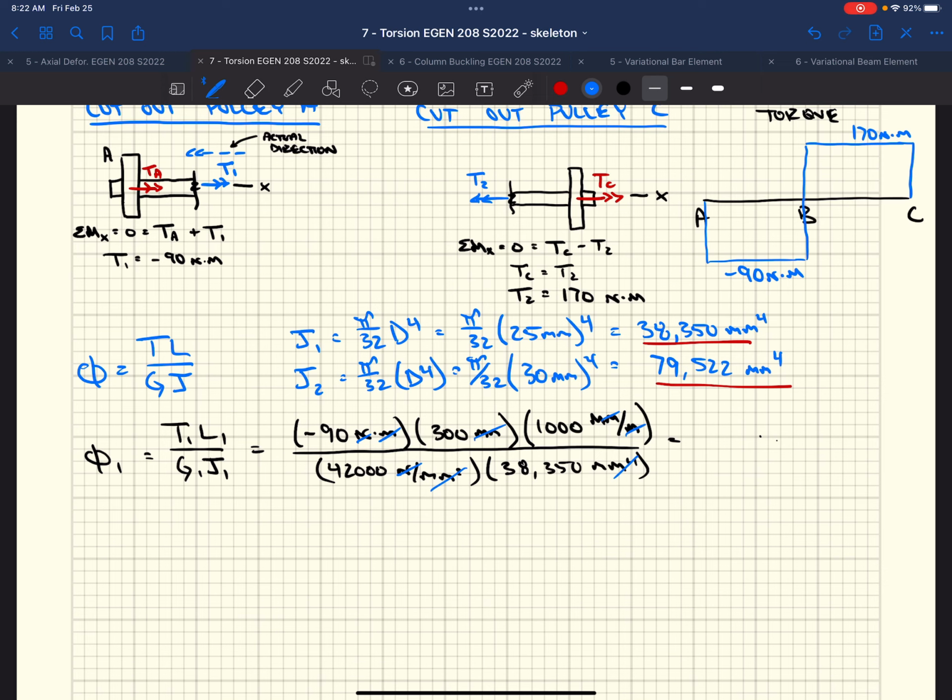What does that mean? Well, that means we get a negative 1.676 times 10 to the negative third radians for rotation. We can do the same thing for phi2: T2, L2, G2, J2. I'm not going to bore you with putting in all of that in light of time. So we're going to have 4.581 times 10 to the negative third radians.